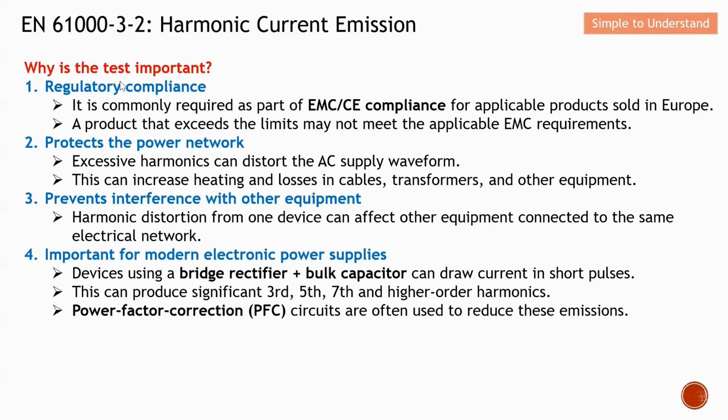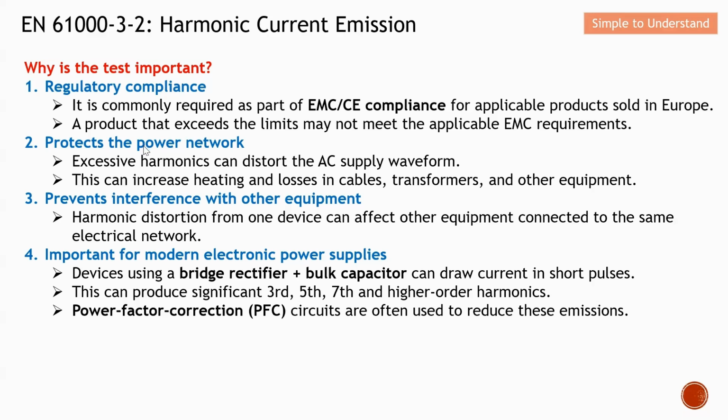Coming to my last slide for today's presentation: why we need to do this test, 61000-3-2, which is mainly for harmonic current emission. One of the key reasons is that it's part of regulatory compliance. You need to pass this test before you can sell this product in Europe, for example. Hence, it is very important for us to ensure that any device that we make does not exceed the limit, which may otherwise fail to meet the applicable EMC requirement from Europe.